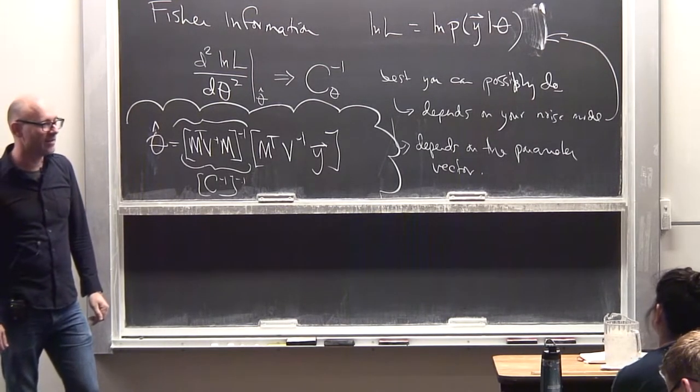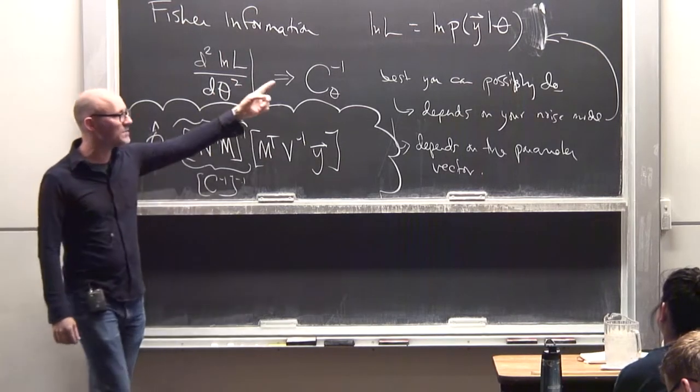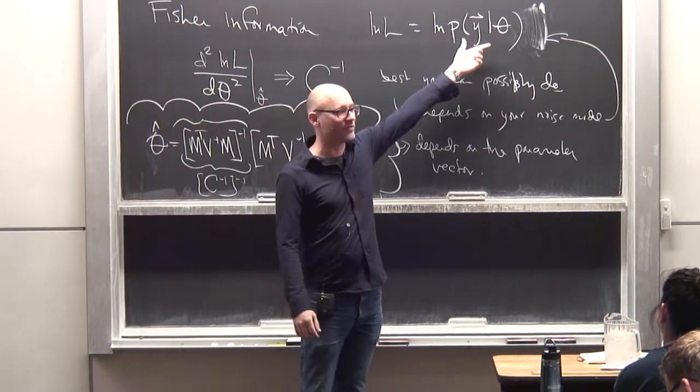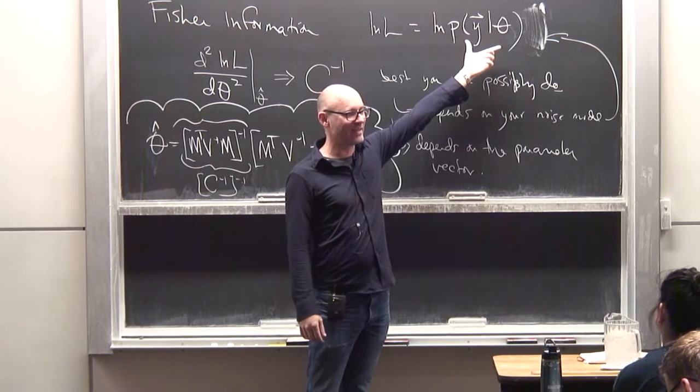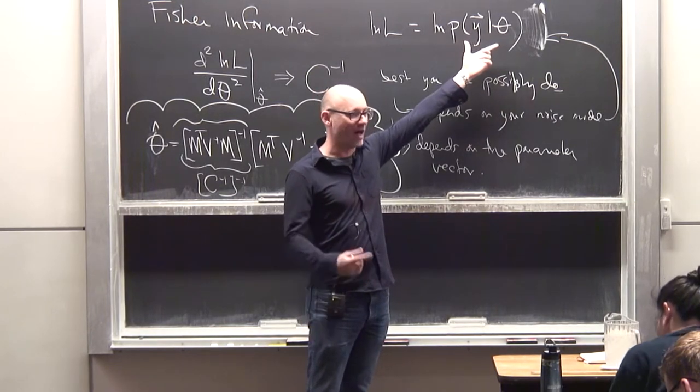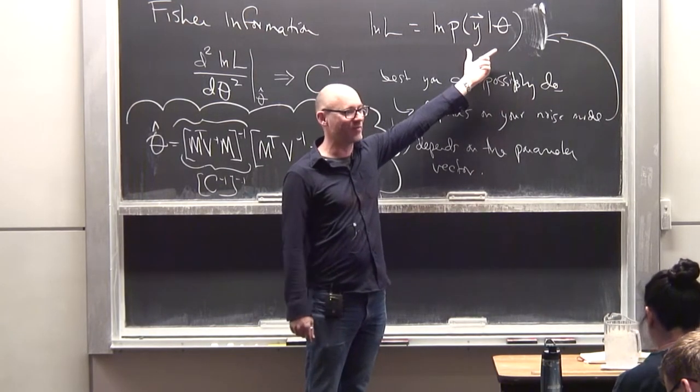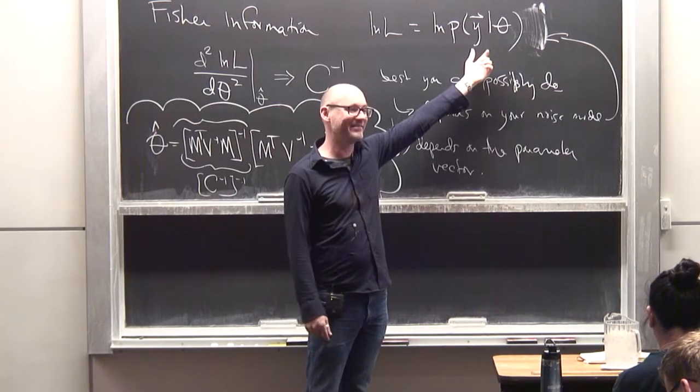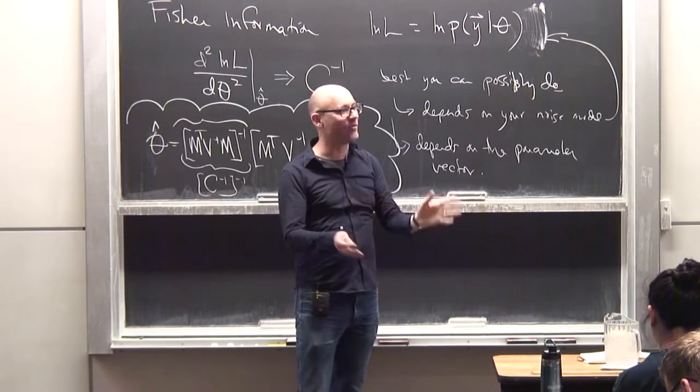Isn't that odd? It's because the data only comes in at second order. Remember, this thing is a quadratic. This was a Gaussian two days ago. The log of it is a quadratic. Take two derivatives of a quadratic, all the data are gone. So the data all just fell away.